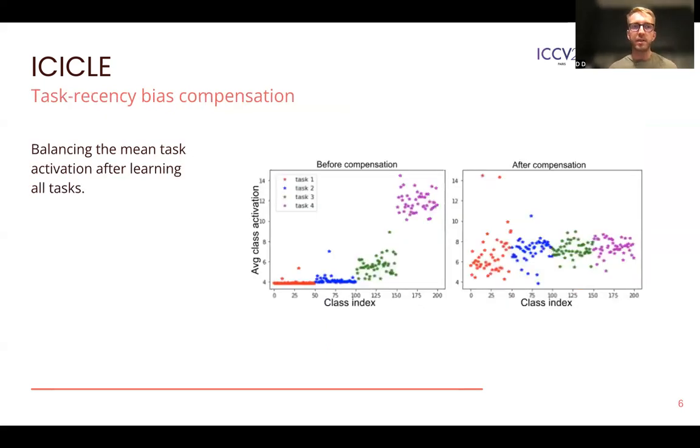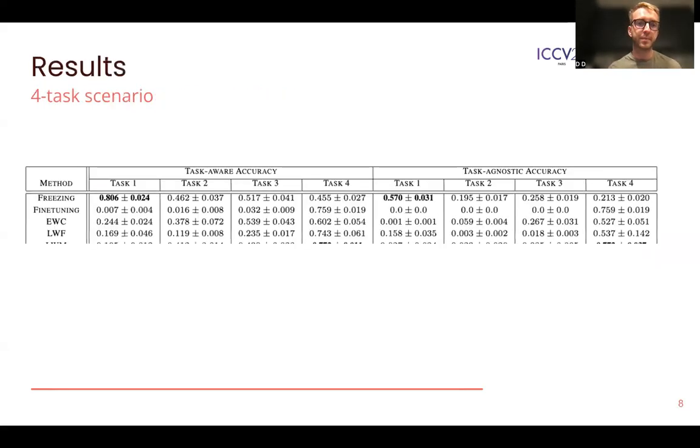Lastly, we propose task recency bias compensation, where we are balancing the tasks. The activation of the prototypes from the previous tasks is lower than the original one or the last one. So we are balancing them with a constant after training the whole model.